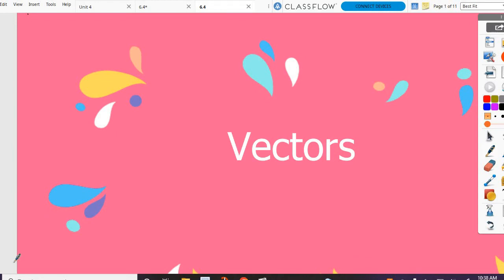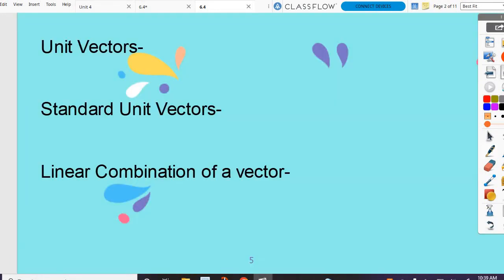So remember that last week we started looking at vectors. We looked at vectors with initial and terminal points. We looked at graphing them. We looked at finding magnitudes and putting them in component form. And then we looked at adding and subtracting them. So today we're going to do just a couple more things with them.